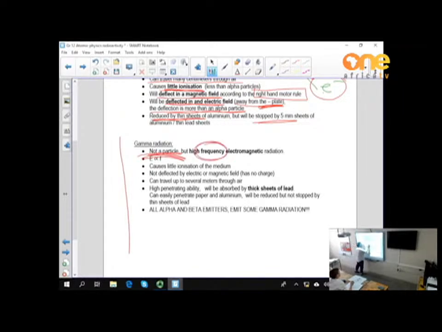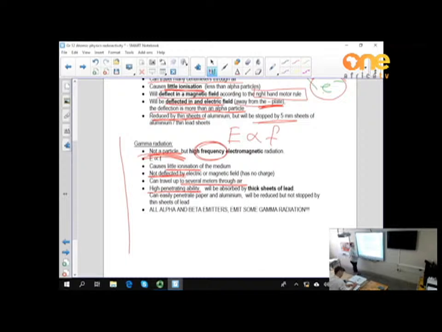An electromagnetic wave, one having very high frequency. Energy is directly proportional to the frequency. Okay? It will cause very little ionization. Why? It's not a particle, so it can't so easily knock off an electron. Okay? It will not be deflected by an electric or magnetic field. Why not? It's not charged, so it can't be deflected. It can travel up to several meters through air because it's not a particle. Okay? It can travel quite far. It will have a very high penetrating ability.